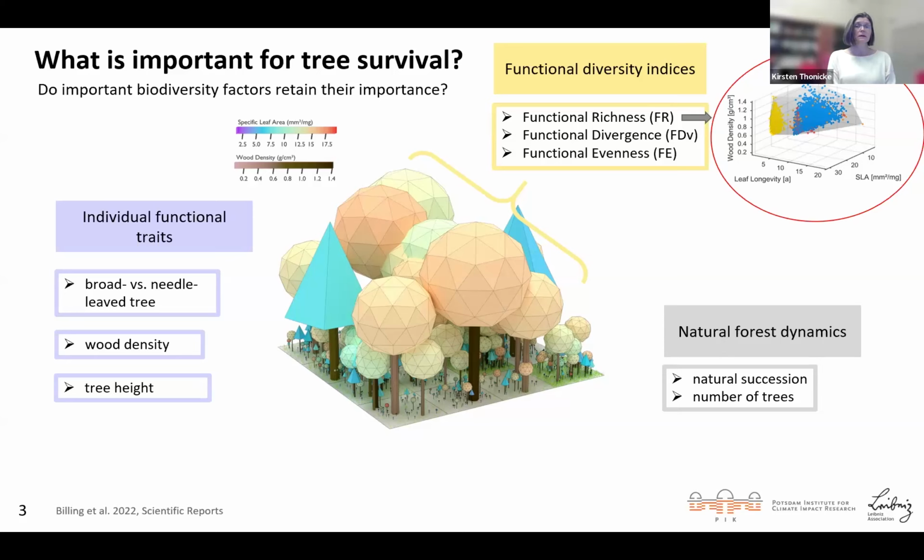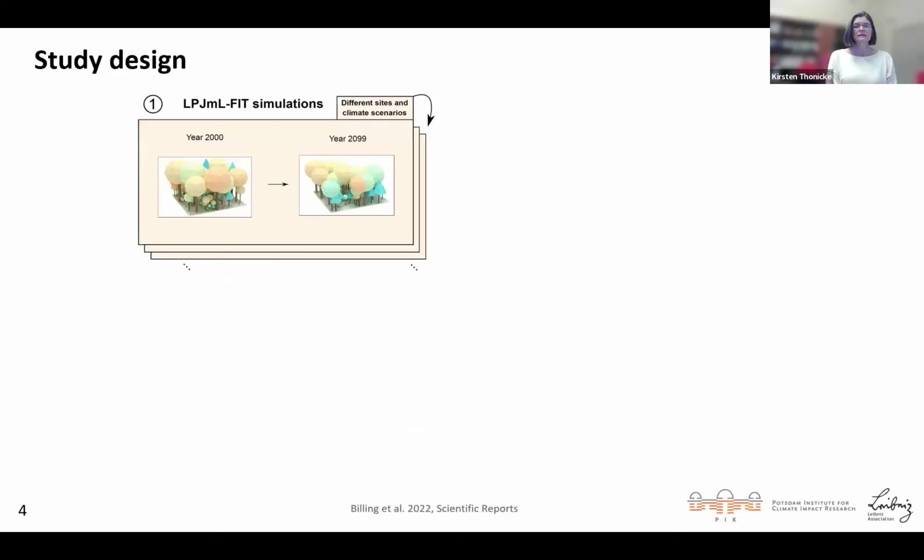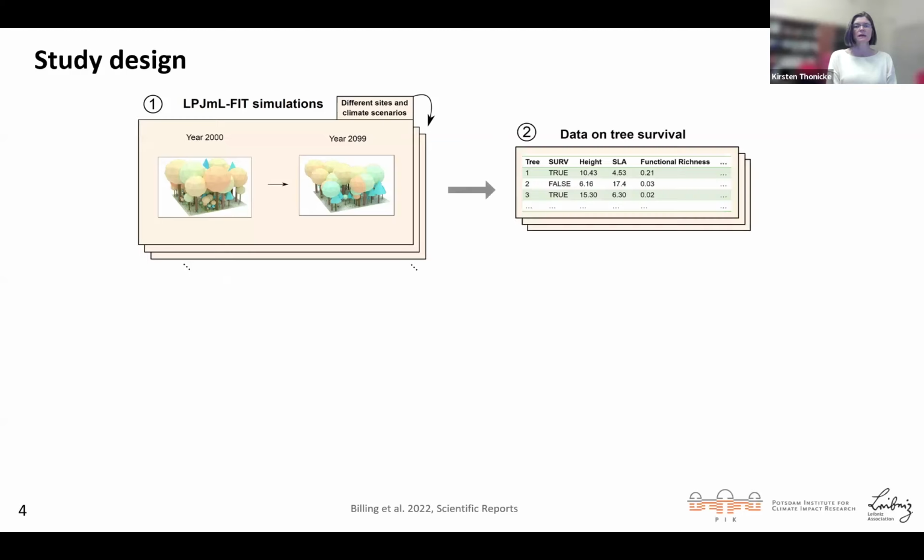But then, looking at these different indices, the question was: what are the determinants, or what is their relative importance for tree survival? Doing this produces lots of data, and so Mike decided that applying machine learning to the simulated data would be the way to go. In his study design, he simulated tree growth embedded in the vegetation dynamics throughout the 21st century under climate change, for different sites and under different climate scenarios.